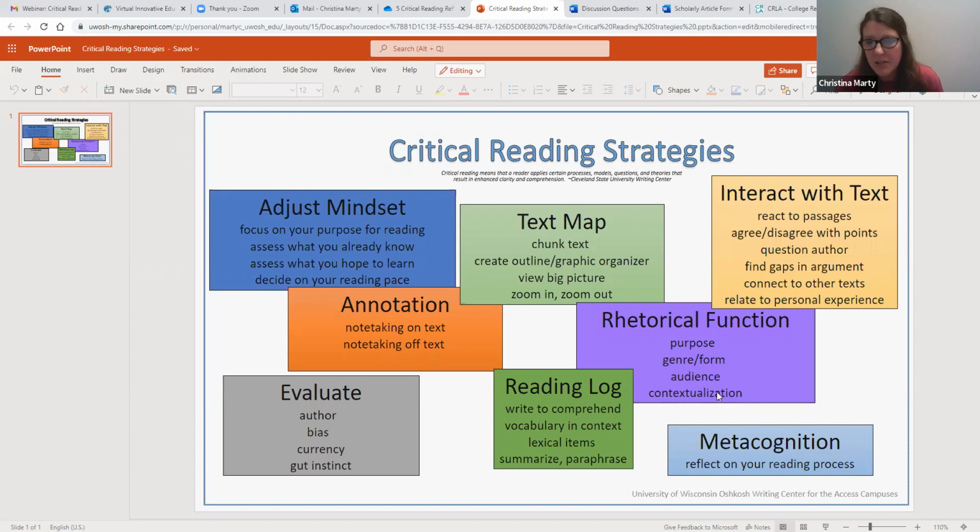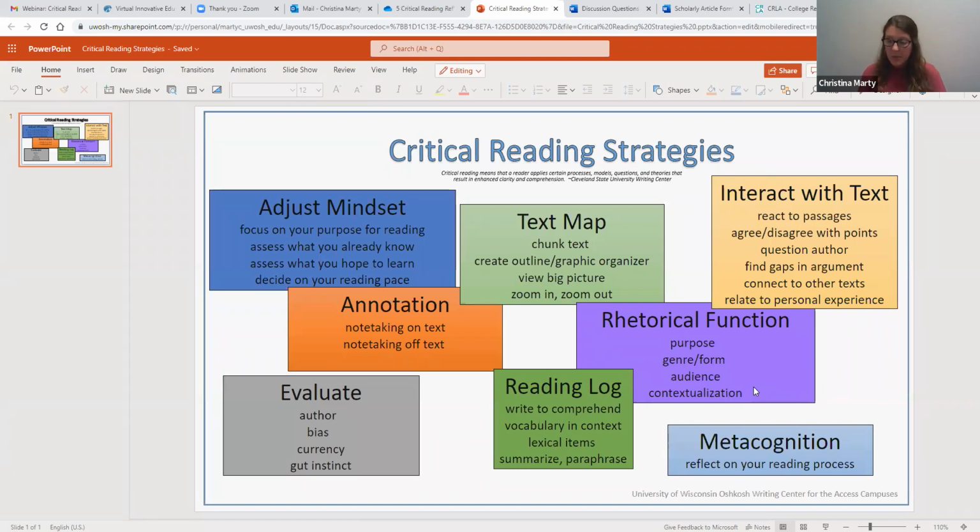The last one is contextualization. This is always a tricky one for them, and probably because it's tricky for me to explain. But basically, we talk about how the context in which this is being written can also impact the way in which we're receiving the message and reading it. And it can also impact the writing itself.